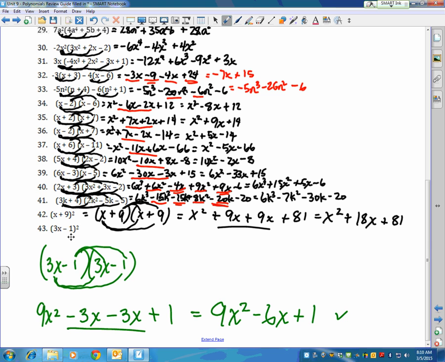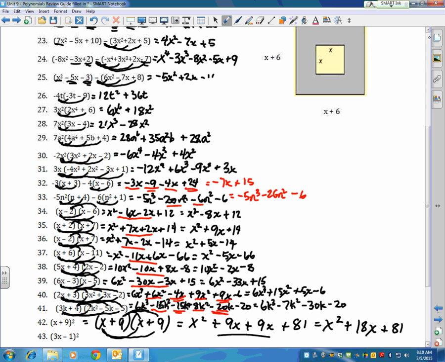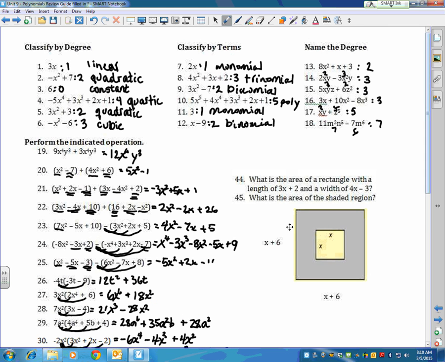Okay, and then I gave you another one that was similar to it, where you expanded 3x minus 1 squared to 3x minus 1 times 3x minus 1. And you end up with 9x squared minus 6x plus 1. Okay, let's go up and do 44 and 45. Okay, it says, what is the area of a rectangle with a length of 3x plus 2 and a width of 4x minus 3?